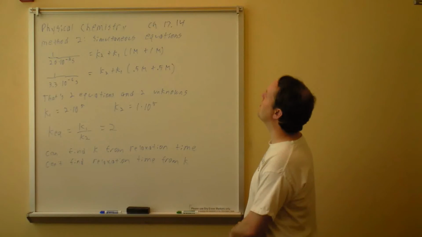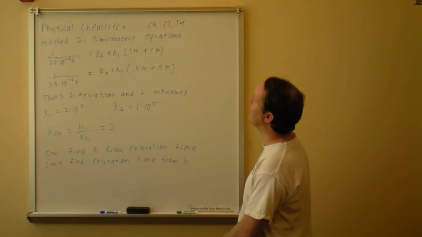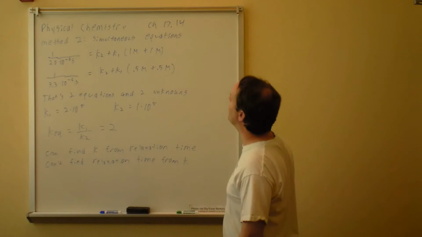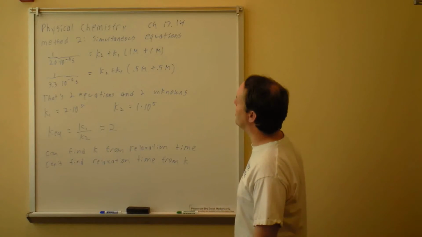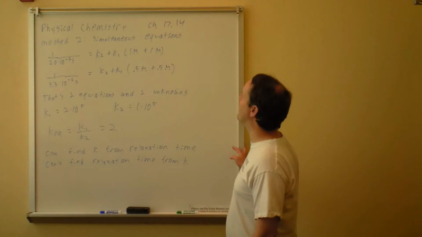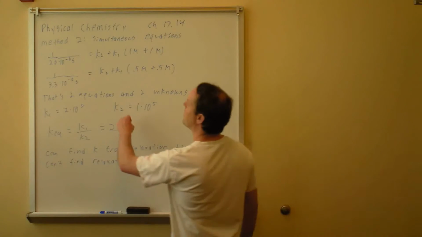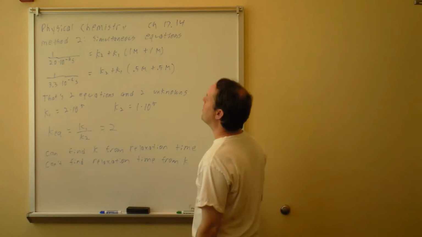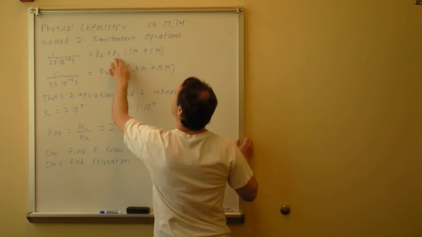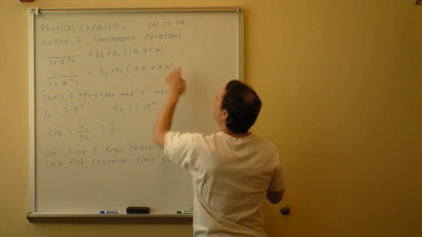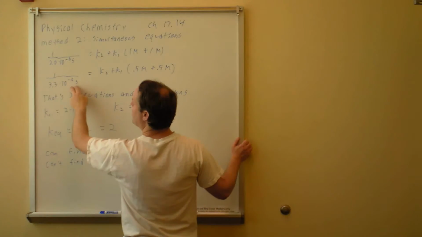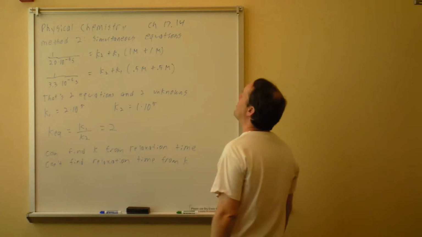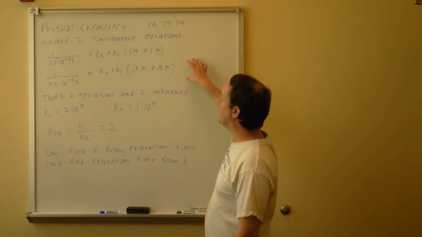All right, continuing on physical chemistry, chapter 17, section 14. The second method to find K1 and K2 given that information is just to solve simultaneous equations. Now, linear algebra isn't a prerequisite for this course, but that's okay, you don't really need it anyway. So we have 1 over 2.0 times 10 to the negative 6 seconds. Notice we converted it from microseconds to seconds. That's equal to K2 plus K1 times 1 molar plus 1 molar. And then we have 1 over 3.3 times 10 to the negative 6 seconds equals K2 plus K1 times 0.5 molar plus 0.5 molar. So we have 2 equations, 2 unknowns.